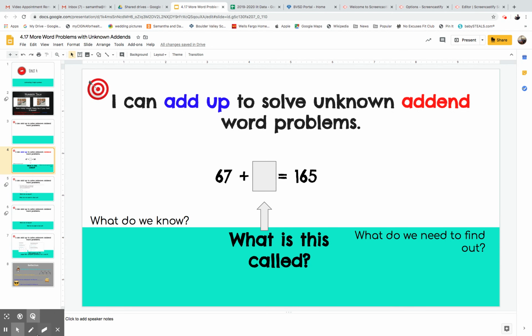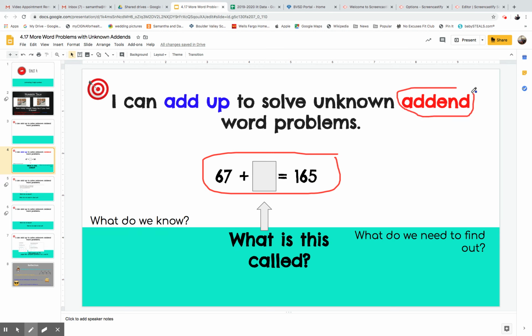If you look at this equation right here, Mavs, what do we call this? That's right. It's an addend. The 2 numbers you add together in an addition equation are addends. When you add them together, you find the sum.